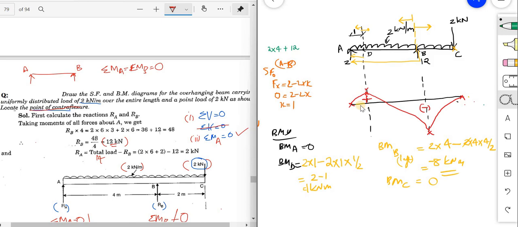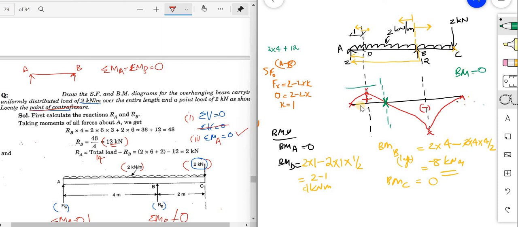So where is the bending moment changing? This is the point where the bending moment is changing the sign. So I have to find out, at this point, what is the significance of this point? At this point, the bending moment is equal to, what is this value? It is equal to 0. So I have to find out the bending moment at this point.